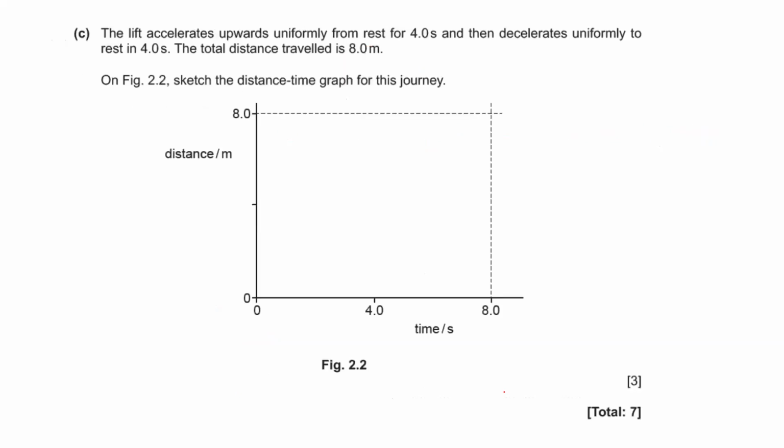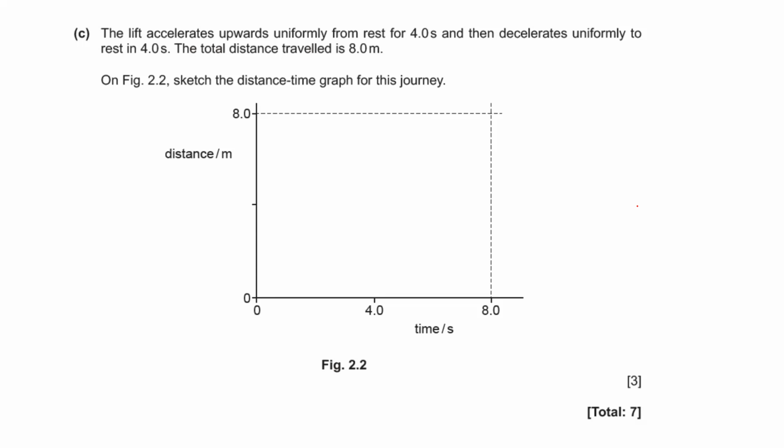Right. So next part, question number C. It says the lift accelerates upward uniformly from rest for 4 seconds, then decelerates uniformly to rest in 4 seconds. Find the total distance traveled. The total distance traveled is 8 meters. On figure 2.2, sketch the distance-time graph for this journey.